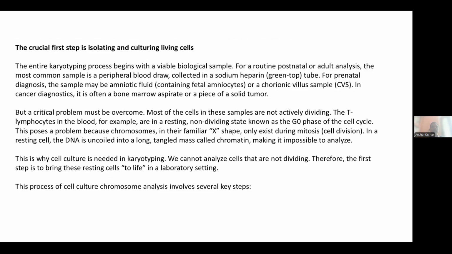The entire karyotyping process begins with a viable biological sample. For a routine postnatal or adult analysis, the most common sample is a peripheral blood draw collected in a sodium heparin, that is a green top tube, anticoagulant tube. For prenatal diagnosis, the sample may be amniotic fluid containing fetal amniocytes or chorionic villus samples, CVS. In cancer diagnosis, it is often a bone marrow aspirate or a piece of solid tumor.